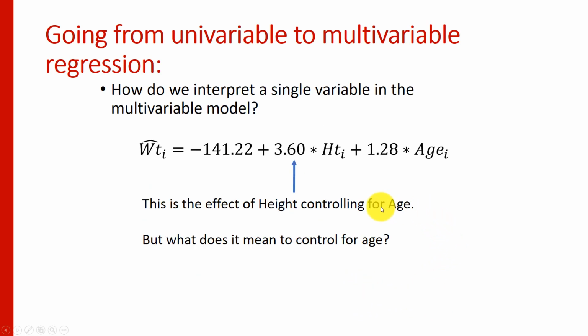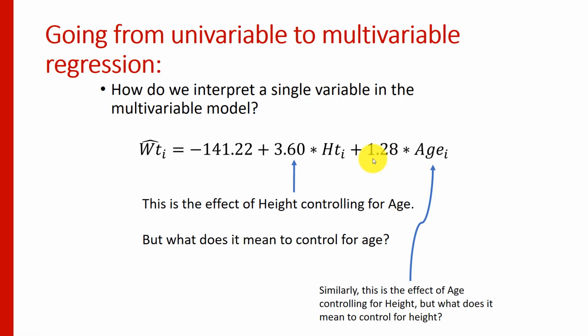The added complication, though, is that these parameter values, 3.60 and 1.28, are the effect of height controlling for age, and the effect of age controlling for height. However, what we haven't really established is what it means to control for age when we're interpreting the value of height, and what it means to control for height when we interpret the value of age. So in this module, we're going to do that visually and try to show you conceptually what it means to control for one variable over the other.